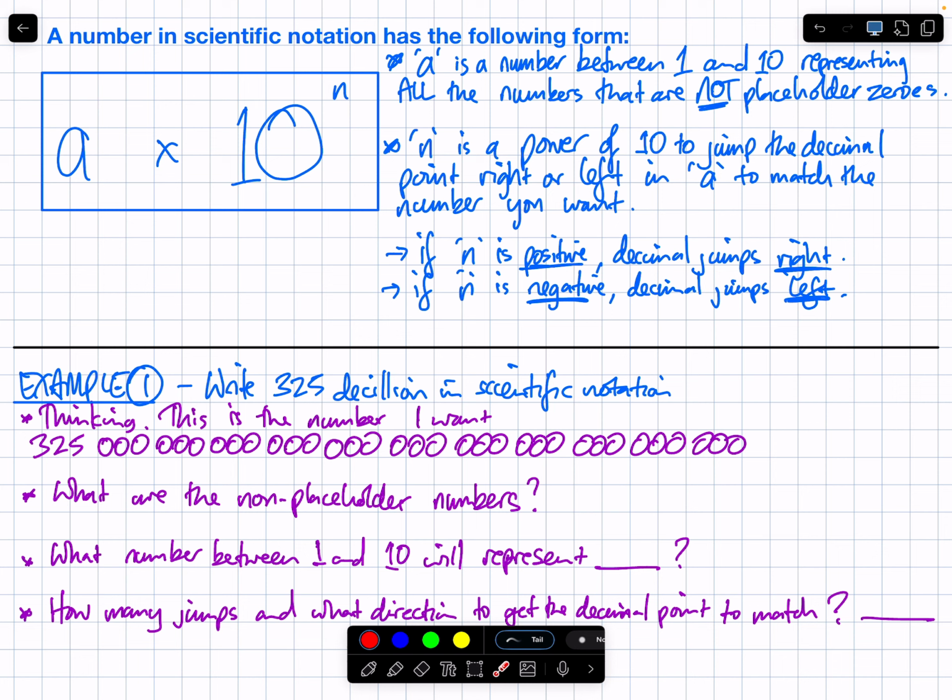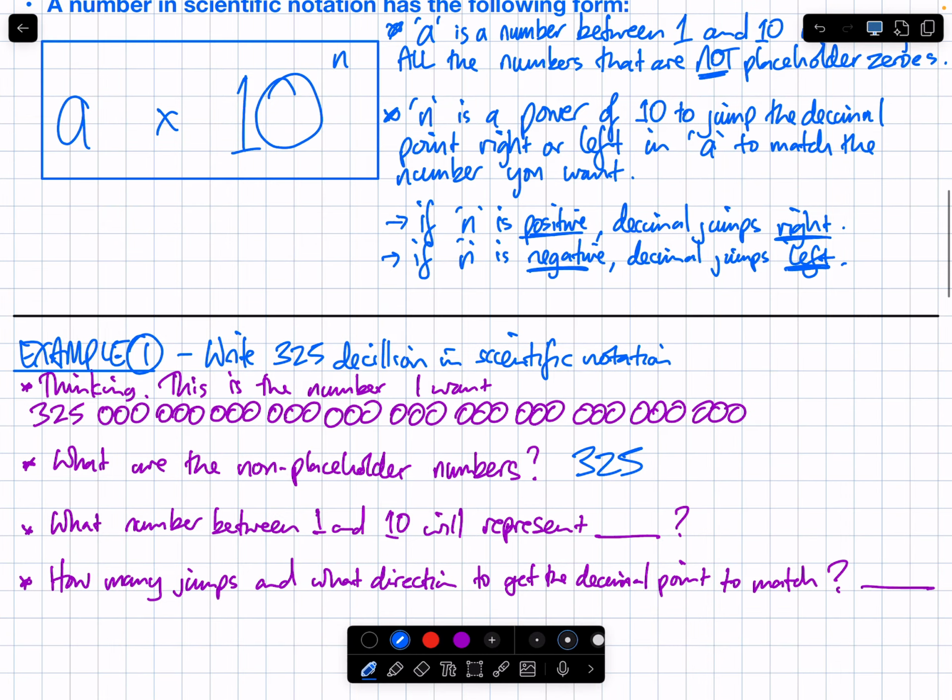Our student over here told me, what are the non-placeholder numbers? What are the numbers that aren't zeros all right next to each other? What was the numbers that aren't placeholders here? 3, 2, 5. So that's my thinking. What number between 1 and 10 is going to represent 3, 2, 5? It's not going to be 325. It's not going to be 32.5. It's 3.25. I know my A now. You're going to get part marks for this already. If you just get 3.25, you got half your marks.